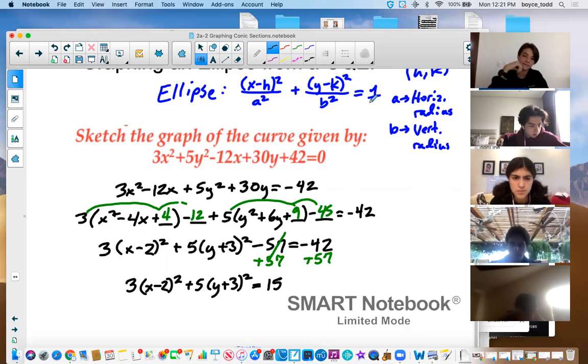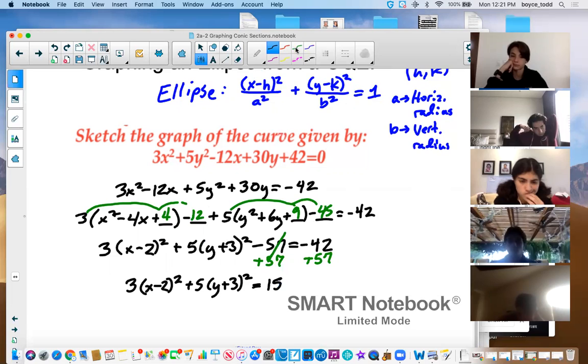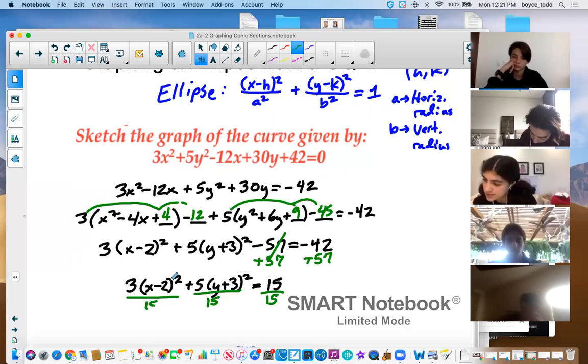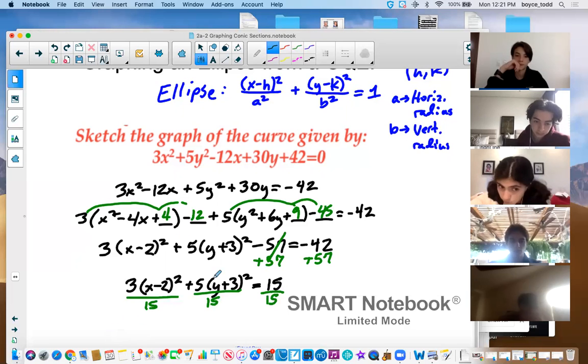So remember, we need a 1 here, right? So we're going to divide by 15. So if we need a 1 here, we divide by 15. So I'm going to go ahead and do that. I'm going to divide by 15 from all 3 parts. And you'll now see what's going to emerge here is the actual equation of an ellipse.